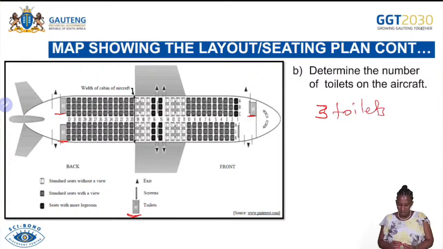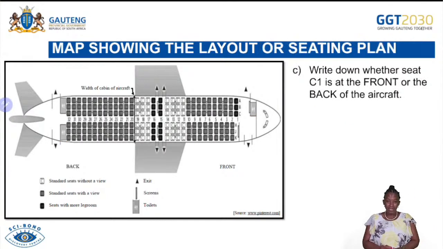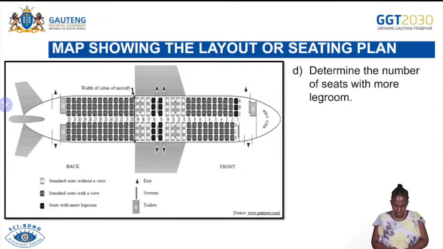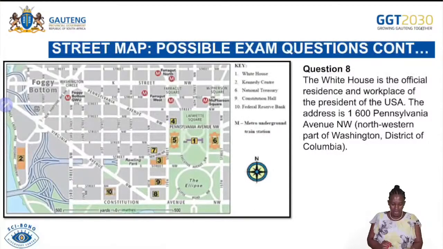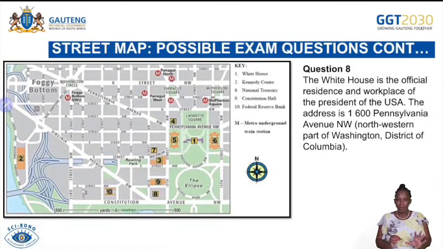Let me wrap up, boys and girls. I hope you enjoyed this lesson. I hope you learned a lot. Here's the last one, the street map. This is how the street map looks like. So you need to be able to identify the answers.